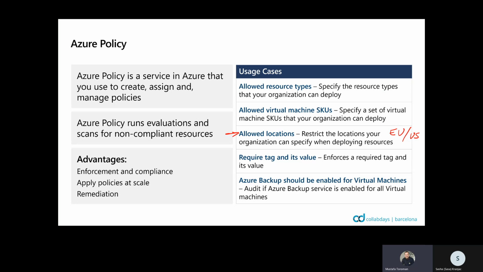For example, when we're discussing the EU, a lot of organizations, because of GDPR and everything else, want to ensure that resources are kept inside the European Union, and basically we can create policies that allow users to create resources only in those pre-approved data centers, choosing only those that are inside the EU.